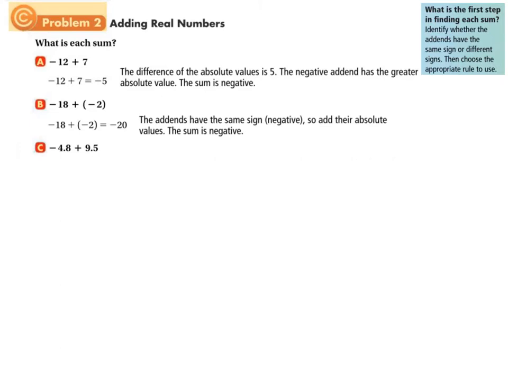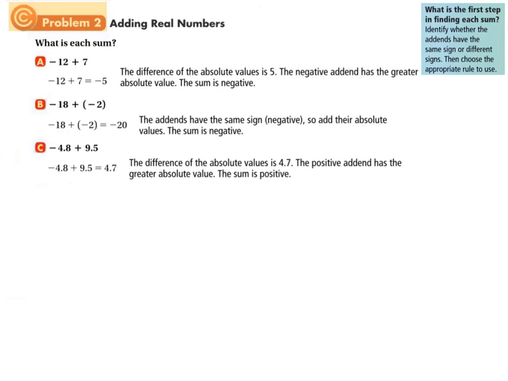Let's keep going. Negative 4.8 plus 9.5. Doesn't matter that they're decimals. We do the same thing. Do they have the same sign or different signs? They have different signs, so we subtract. We subtract 9.5 minus 4.8, and we get, let's see, 4.7. And the bigger one is positive, so it's positive 4.7.